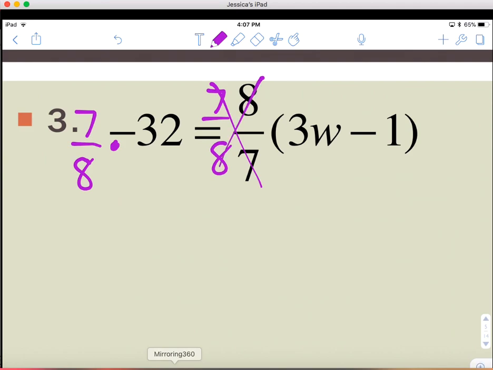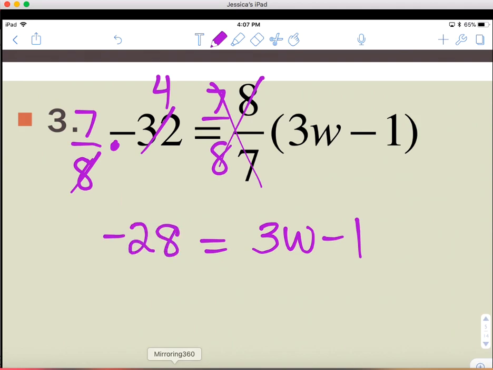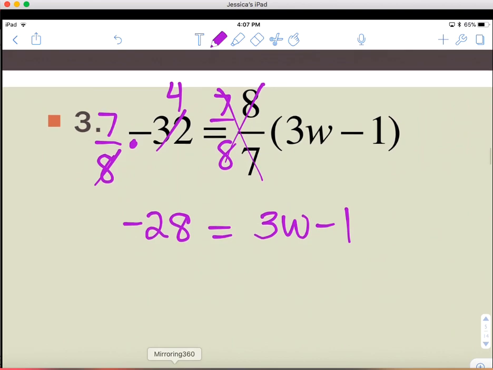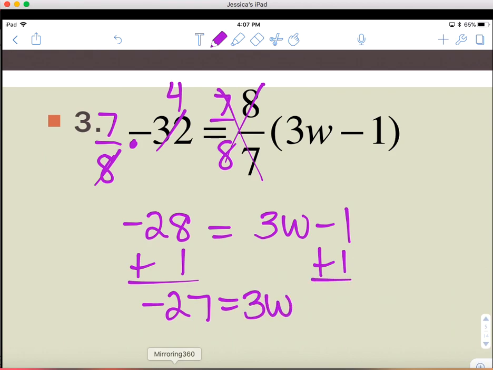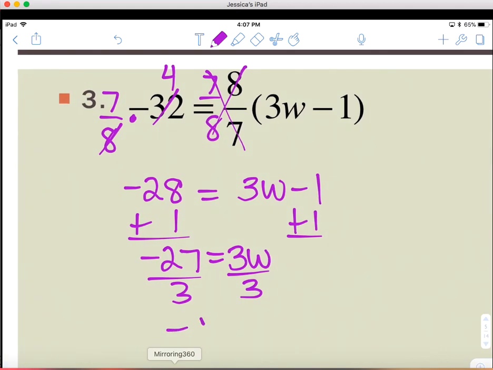The fraction cancels on the right, and we're left with 3w minus 1. On the left, 8 goes into 32 4 times, and 7 times 4 is negative 28. From here, I'm going to get w by itself, so I add 1 to both sides. And then I need to get rid of the 3, so I divide 3 on both sides. Your answer is negative 9.